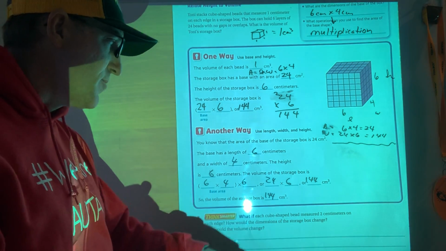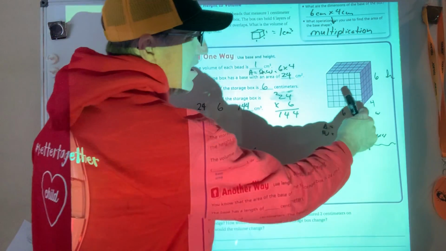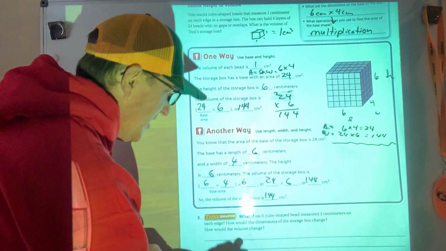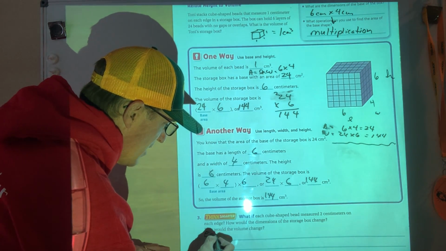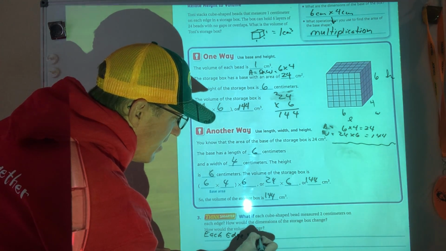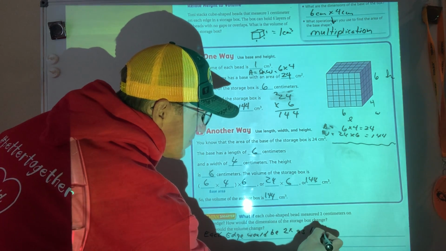How would the dimensions of the storage box change? Well, each edge would, of course, be twice as long. If this was twice as long, and this was twice as long, and this was twice as long, each one of them would be twice as long. So each edge would be 2 times as long. Okay?